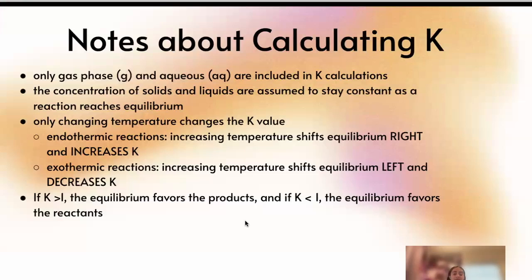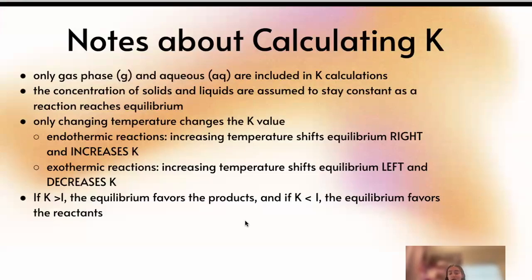You might also be asked, which direction does your equilibrium favor based on what your K is? And the rule is that if K is greater than 1, your equilibrium favors the products, and if K is less than 1, the equilibrium favors the reactants.